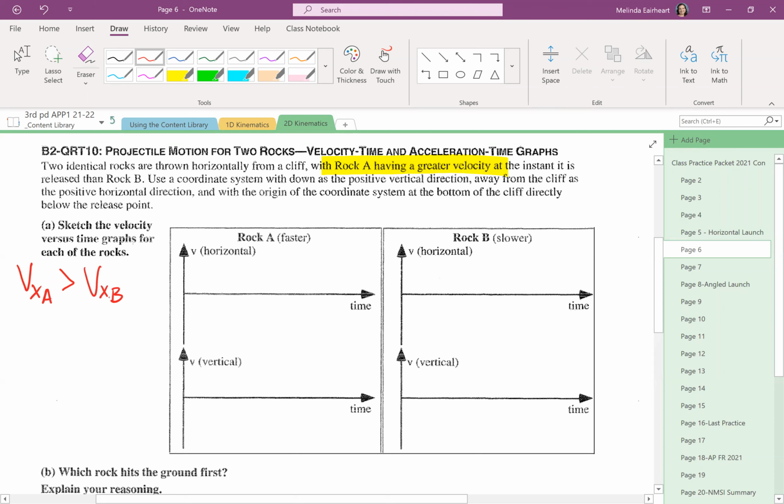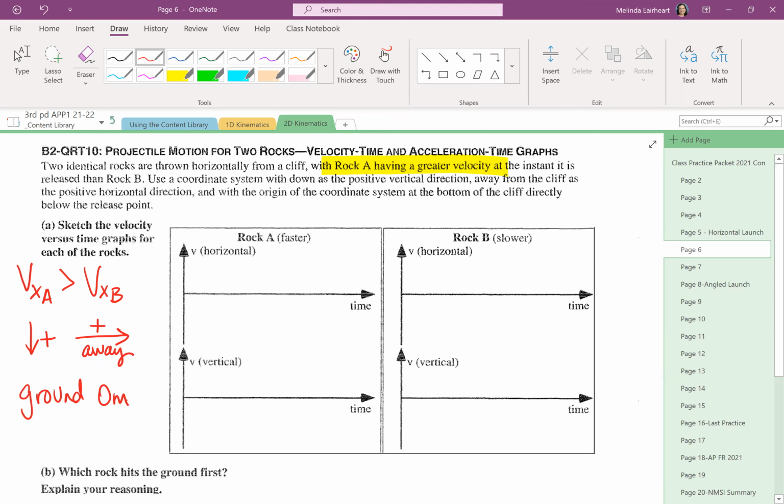Use a coordinate system. So here's where, if they don't make the decision for you, you get to. But here they're telling you the coordinate system, down is positive, vertical direction. So that's not standard, but we got to go with it. And away from the cliff, now there's no picture, so I'm thinking of the picture on the other page. So I'm going to say away from the cliff is going to be to my right on this page, is the positive horizontal. And the origin of the coordinate system is at the bottom of the cliff. So the ground would be your 0 meter mark, horizontally and vertically.